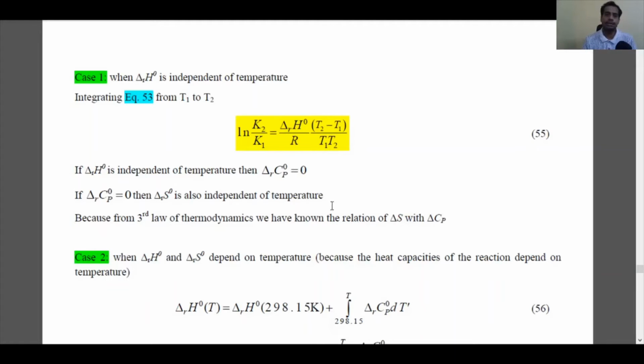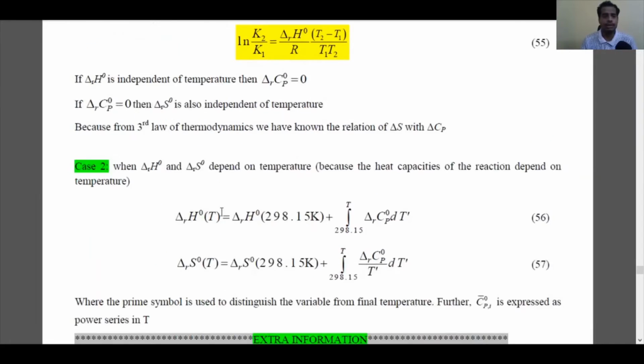So these are the consequences of assuming that the reaction enthalpy at standard state is independent of temperature. Again I am repeating, if the reaction enthalpy at standard state is independent of temperature, then we will get an equation of type 55, which is an integrated form of the Van't Hoff equation. It says that the variation of equilibrium constant with temperature, or the equilibrium constant at two different temperatures, we can obtain using the normal Van't Hoff equation, provided that the reaction enthalpy is constant. This is case 1. Now what is case 2?